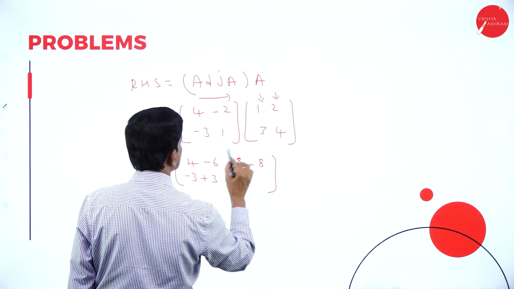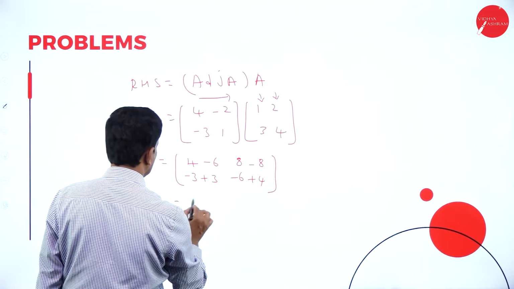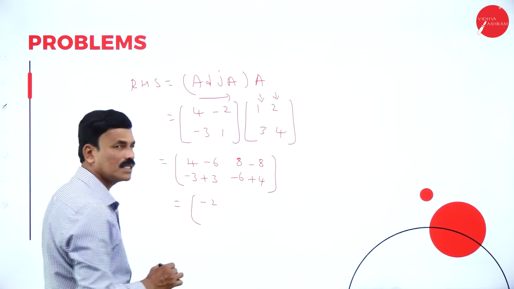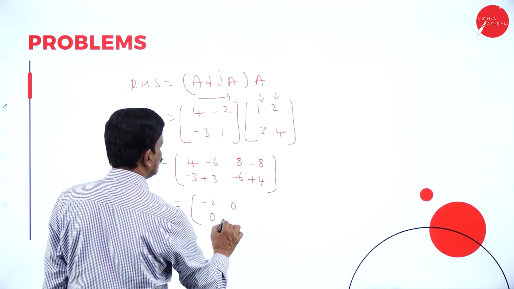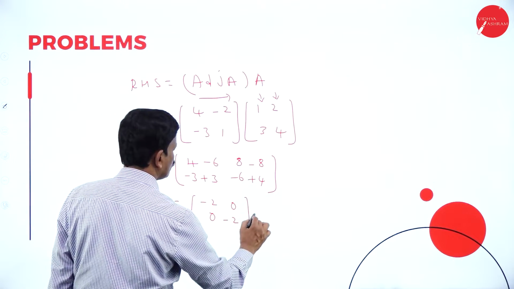Minus 3 into 2 is 6, plus 1 4s are 4. So what is this equal to? 4 minus 6 is minus 2, 8 minus 8 is 0, minus 3 plus 3 is 0, minus 6 plus 4 is equal to minus 2.